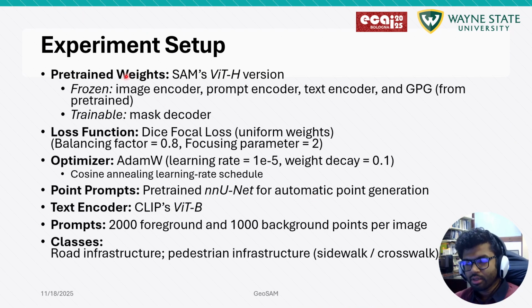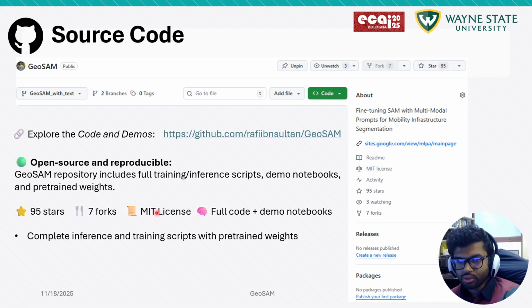For the experiment setup, we use pre-trained weights of SAM ViT. Most of them are frozen. The trainable part is the mask decoder. We use dice focal loss as the loss function, and some typical optimizer. For the point prompt, we use NN U-Net, a traditional model, to generate the automatic prompts. For the text encoder, we use CLIP ViT-B. For prompts, we use 2000 foreground points and 1000 background points. It's a lot, but we'll see in a short while why it's needed. The source code is available in this GitHub repository. You can go and check it out.